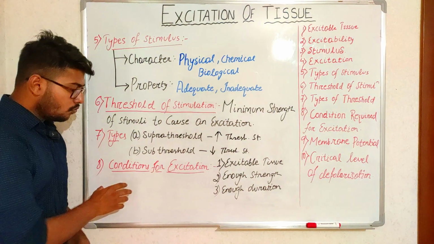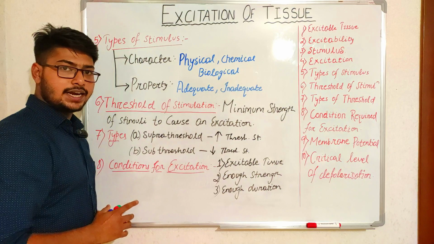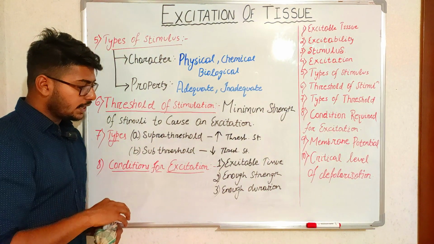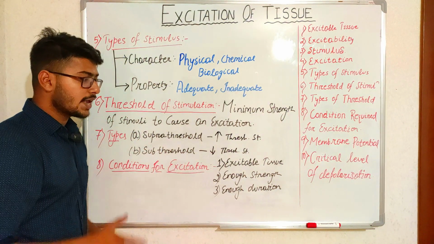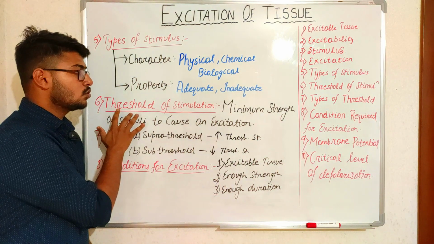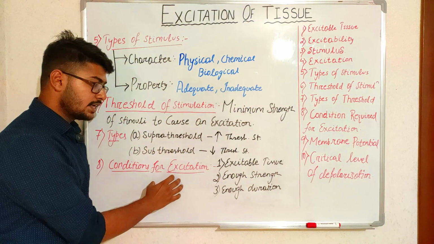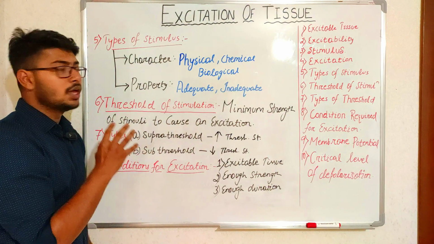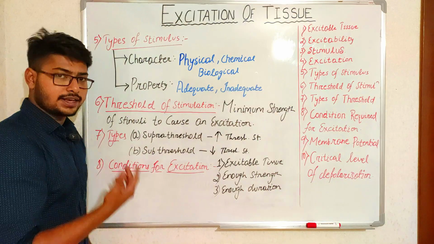Okay, then what are the conditions of excitation? If the tissue is getting excited, what conditions must it meet so that it can get excited? Firstly, the tissue must be excitable. Secondly, there must be enough strength, like threshold stimulation or threshold stimuli, required for causing the excitation. Then the third one is enough duration.